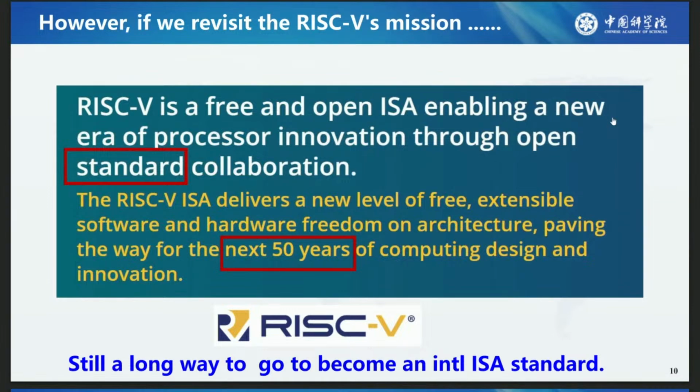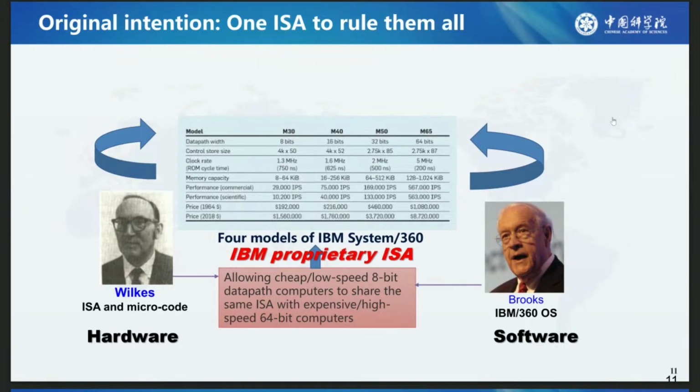However, if we revisit RISC-V's mission and aspiration, we can say that there is still a long way to go for RISC-V to become an international standard. Why? Here are some explanations. First, let's look at the original intention of the instruction set architecture, which was invented around 1964, when IBM wanted to make their machines. They had 4 types, so software needed to be developed for 4 different types. How to overcome this problem? They invented the ISA, the instruction set architecture. The basic idea is one ISA to rule them all. This ISA also gave a standard interface between hardware and software, so they could be developed separately.